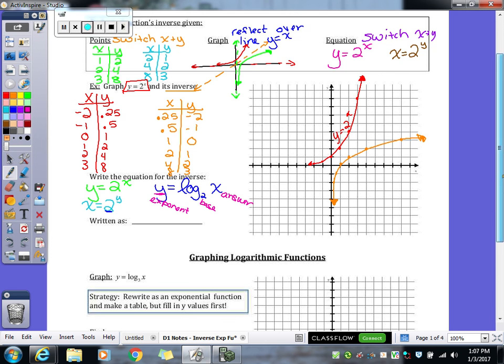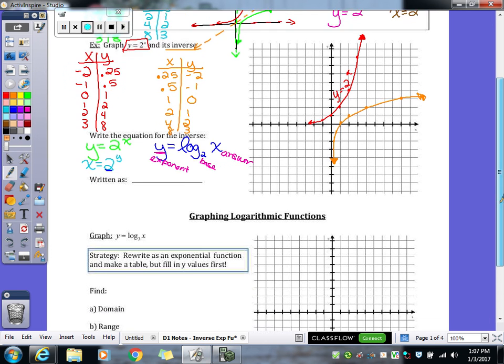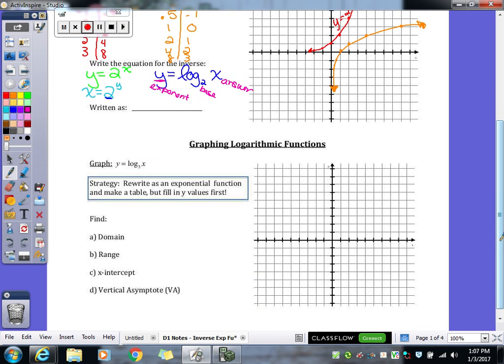We'll be practicing with that a lot throughout class today. So is that what it's written as? Yep. Y equals log base 2 of x.